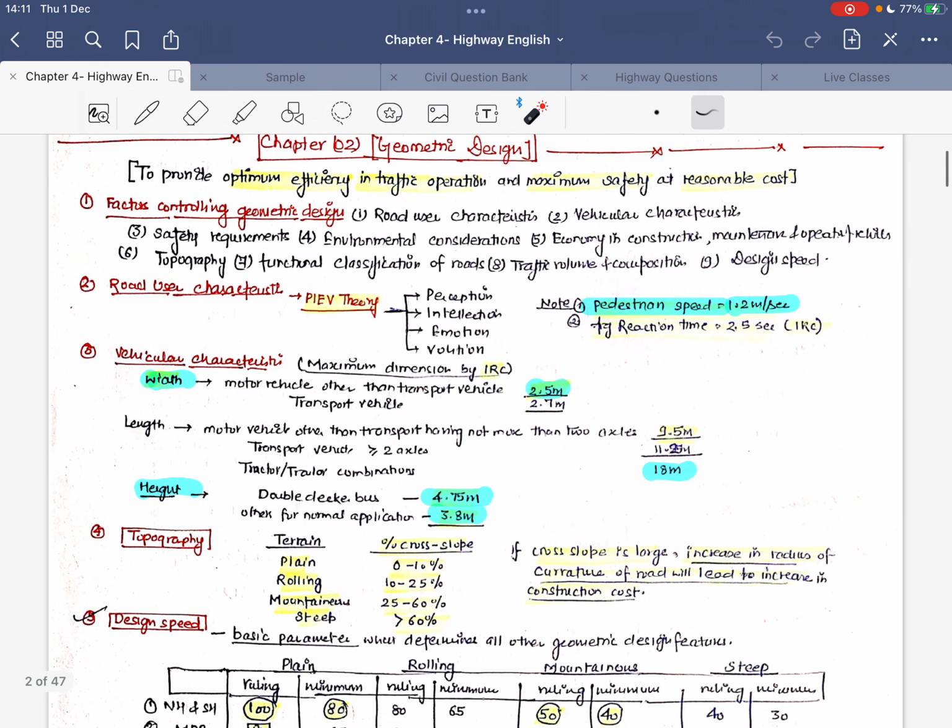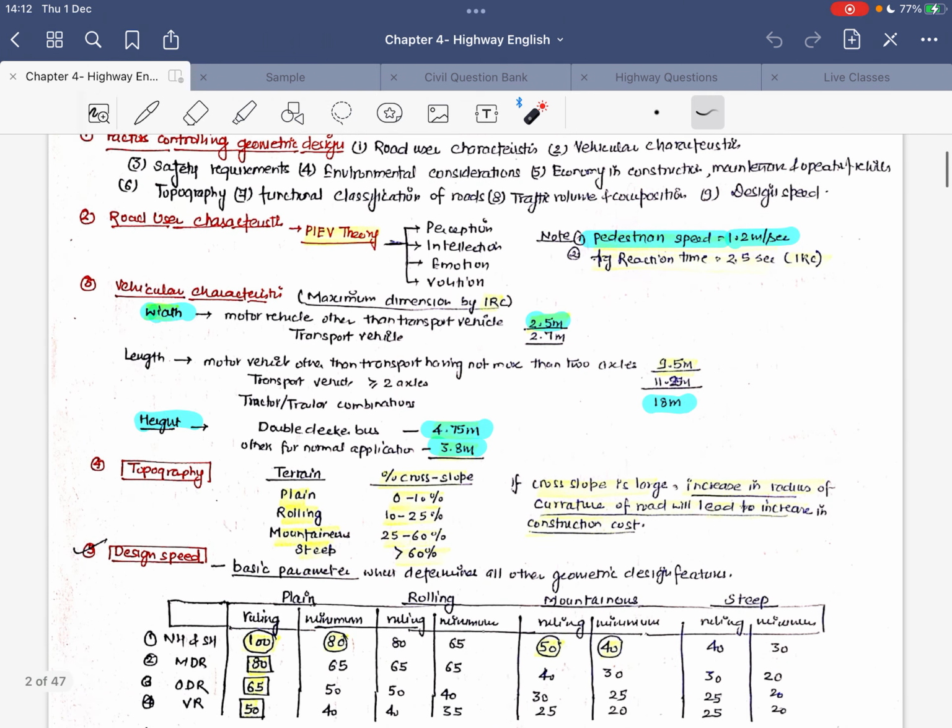Now let's talk about the road user characteristics. Under road user characteristics we will study the PIEV theory. What is the PIEV theory? P stands for perception, I stands for intellection, E stands for emotion, and V stands for volition. Basically the PIEV theory is used to calculate the average reaction time of a driver, which the IRC recommends to consider as 2.5 seconds. Whereas IRC recommends the pedestrian speed as 1.2 meter per second. Sometimes this question has already been asked in the exams.